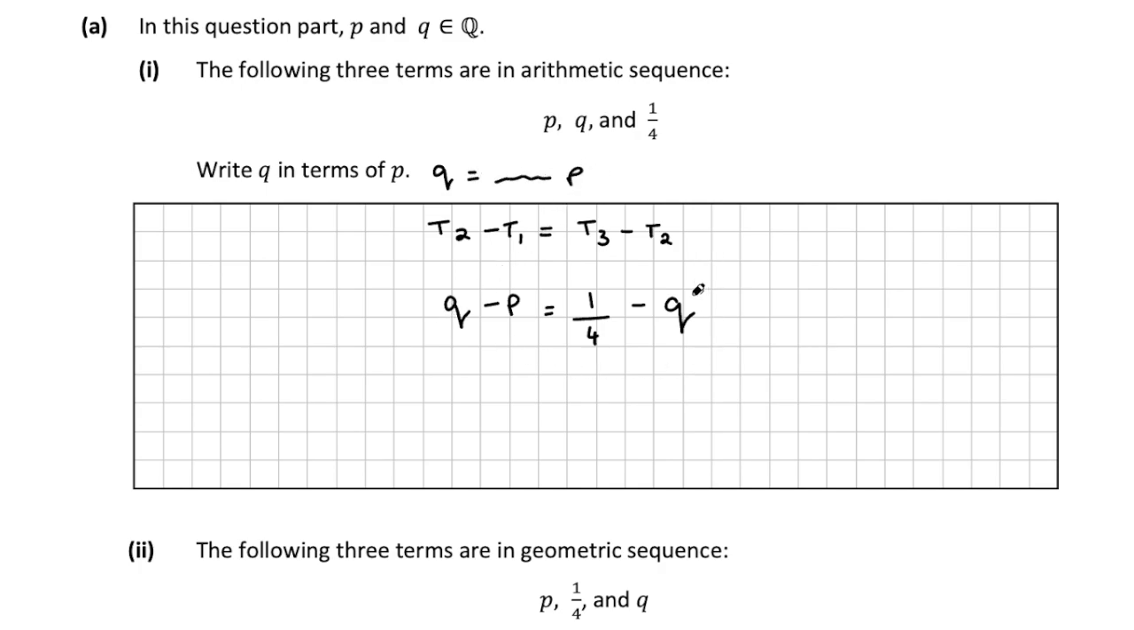So I'm going to rearrange this formula. I'm going to add Q to both sides and I'm going to add P to both sides. So I get 2Q is equal to 1/4 plus P. I now need to divide everything by 2. So I'm going to have 1/8, so a quarter divided by 2 further is going to be 1/8, plus P over 2. And that is Q in terms of P.